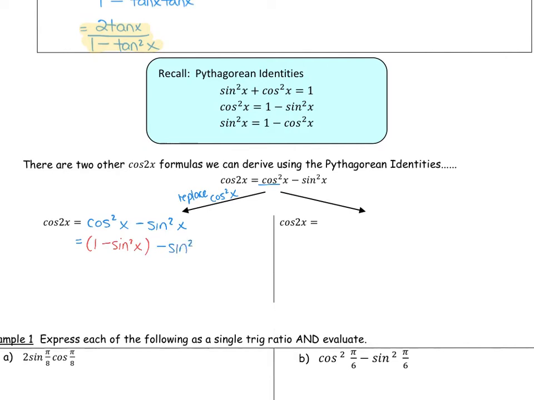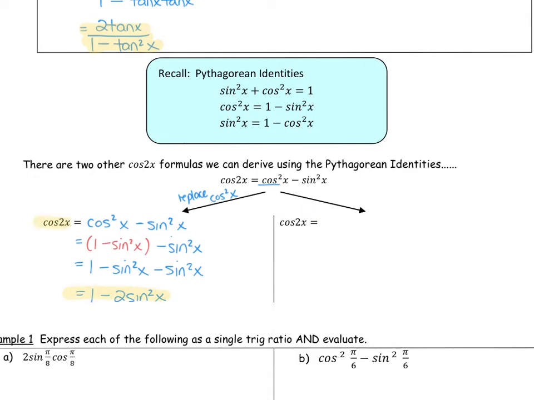And then I'm just going to simplify what I have here. Hopefully you can see we have 1 minus sine squared x minus sine squared x. Those two are like terms, and so we end up with 1 minus 2 sine squared x. So that's one other formula for cos 2x.